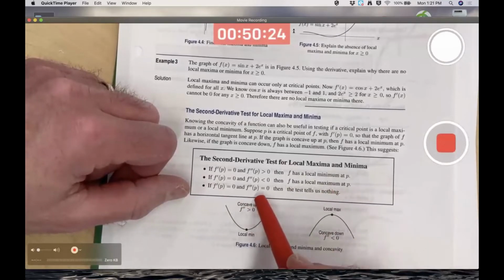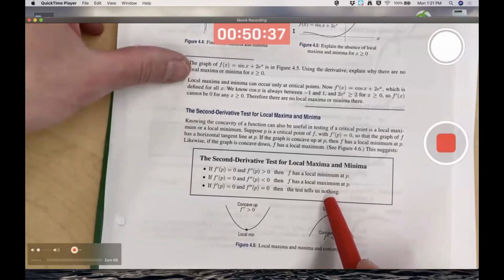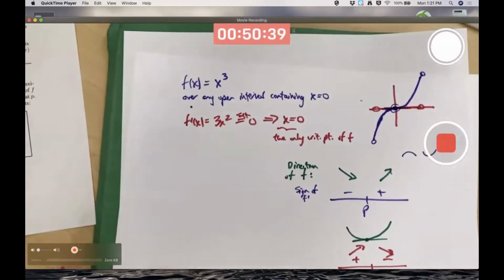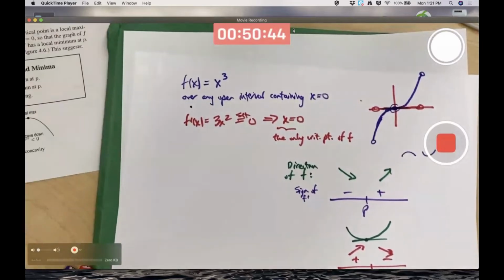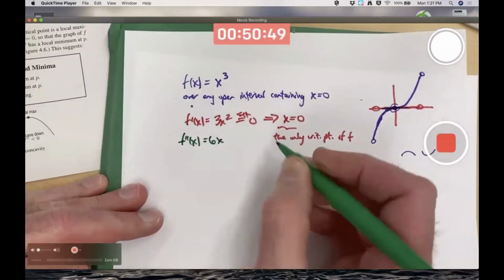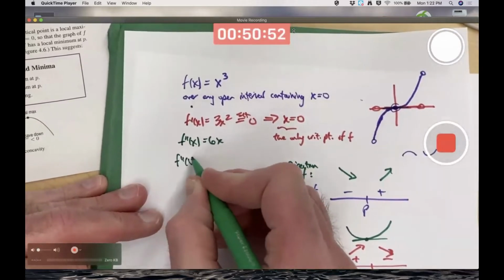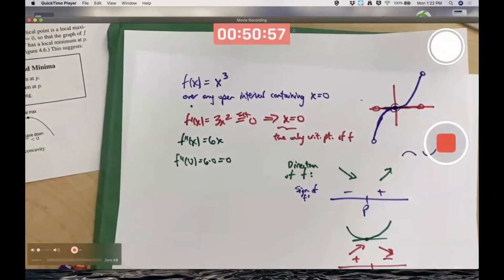If f double prime at the critical point is 0, then the test tells us nothing. It might be a local max, it might be a local min, it might be neither. In fact, the second derivative test does tell us nothing in this example. If I take the second derivative, f double prime of x, I get 6x. If I plug in my critical point, I get 6 times 0, I get 0. The second derivative test tells you nothing. That's the case where it tells you nothing.